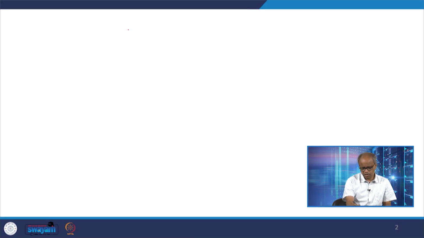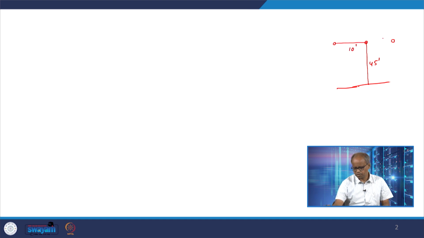Just for a quick reference, we considered one untransposed transmission line with this configuration. So, phase A, phase B, phase C, and then this is the ground. This distance was 45 feet, this was 10 feet, this was also 10 feet, and then there was a ground conductor, this was 15 feet.